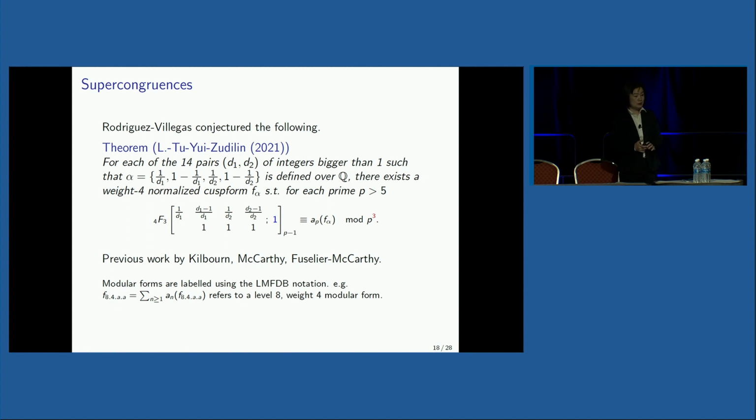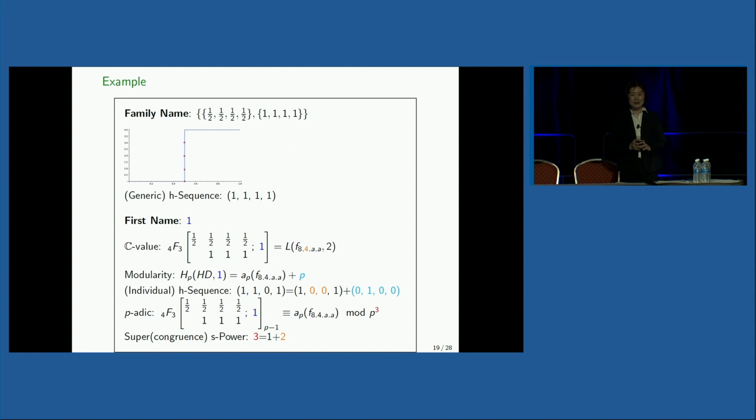So there is previous work by Kilbourn, McCarthy, Fuselier, and McCarthy. And to move on, I just want to mention that modular forms are labeled using the L-function and modular form database. For example, f of 8 for AA stands for a modular form. The 8 stands for the level, 4 stands for the weight, and AA refers to the character.